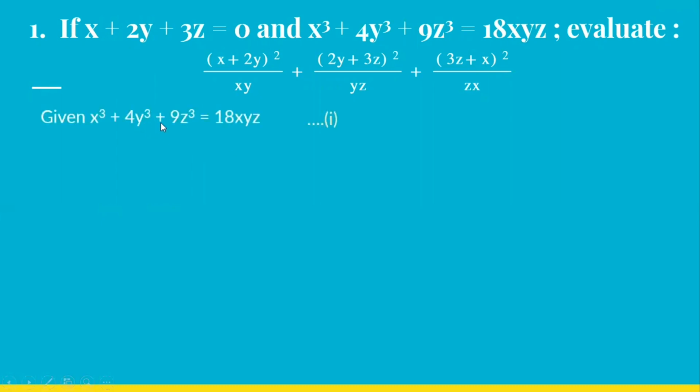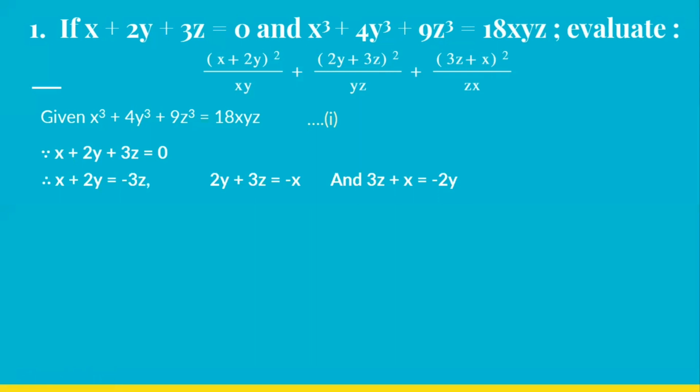So you are given x cube plus 8y cube plus 9z cube is equal to 18xyz. This is what is given to you. And x plus 2y plus 3z is equal to 0. So from this equation, as I told you, we are going to focus on x plus 2y. So keeping x plus 2y over here, 3z goes there, it becomes minus 3z. If you have to find 2y plus 3z, it is going to be minus x. If you have to find x plus 3z or 3z plus x, this is going to be minus 2y. So this is how you get x plus 2y is equal to minus 3z, 2y plus 3z is equal to minus x, and 3z plus x is equal to minus 2y.